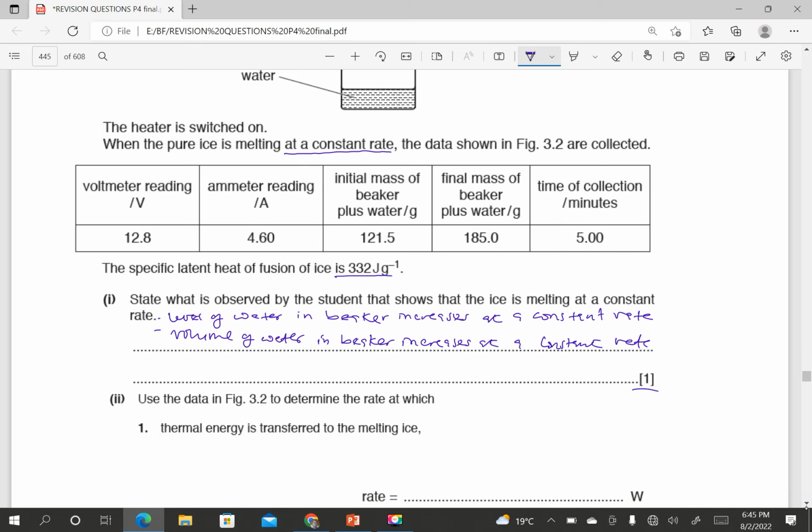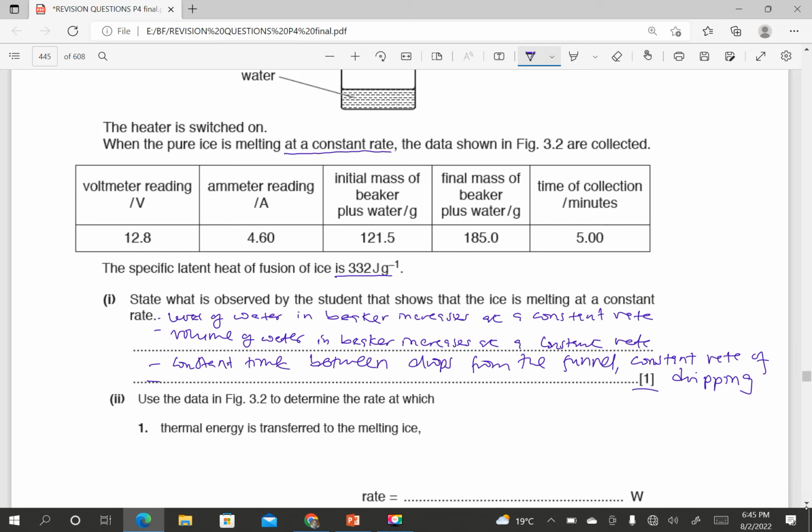Another person would say that there is a constant time between drops, or constant rate of dripping. If the rate is the same, then there should be a constant rate. Constant time between drops from the funnel. Another person would say, of course, when I say constant time between drops from the funnel, that is constant rate of dripping. Constant rate of dripping from the funnel.